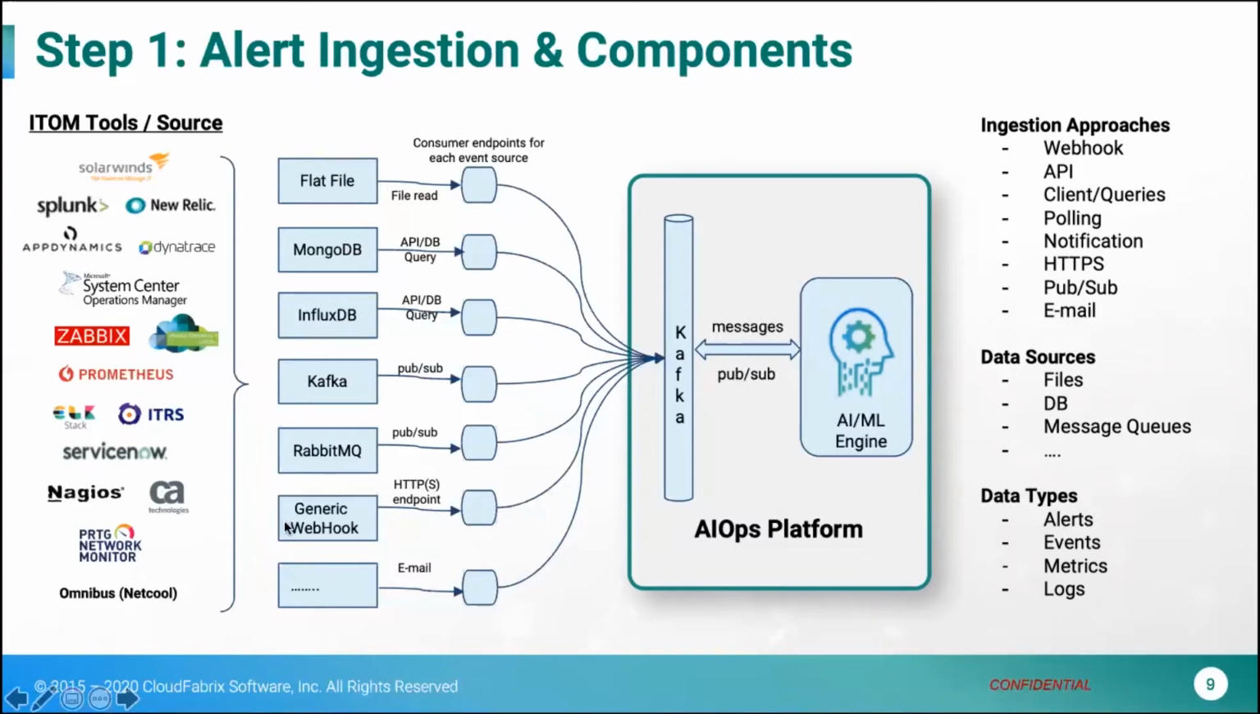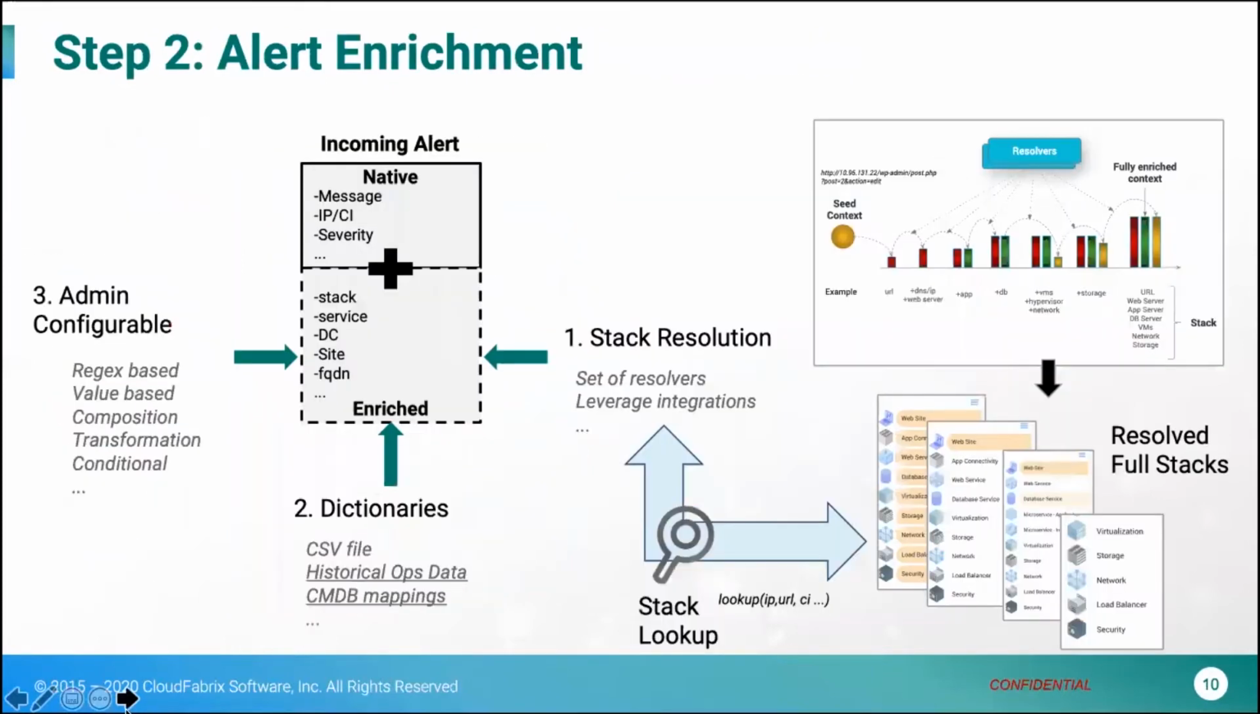for further processing and analyzing. Once you have ingested the alerts, the next two steps are probably the most critical ones, and this is where alert enrichment comes in. Traditionally, one of the biggest drawbacks is that most of the alerts coming from the monitoring tools have very little information. They might have a message, some severity, and some IP or CI details, but you don't have a lot of context.